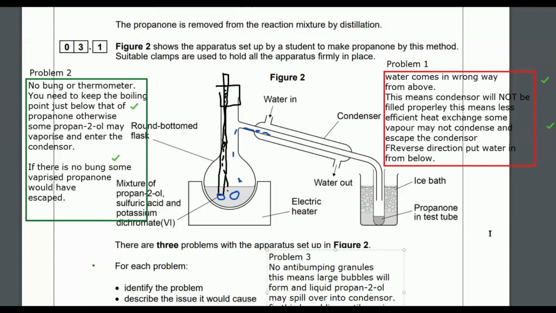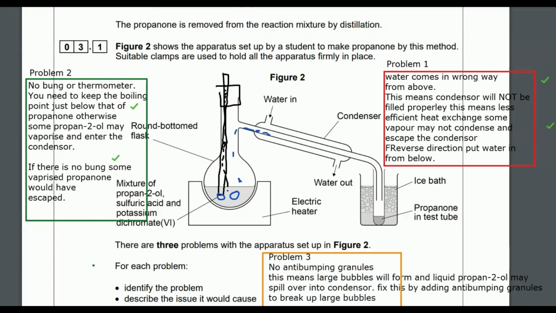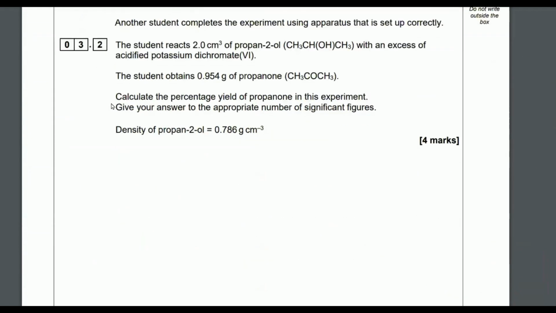So we don't want large bubbles, and so the way to solve this is to add anti-bumping granules. These will break up large bubbles. You'll only get small bubbles, and less of the liquid reactants will spit and fly up the tube, potentially entering the condenser. And so there you go. There's your 6 marks, and I've tried to put them in nice little color boxes. Let's move on.